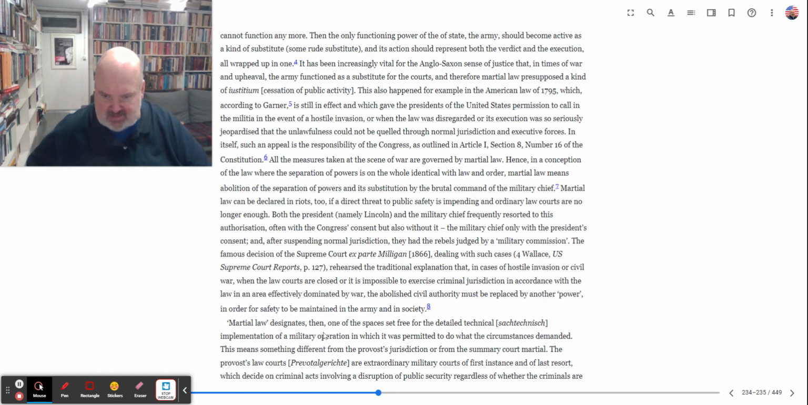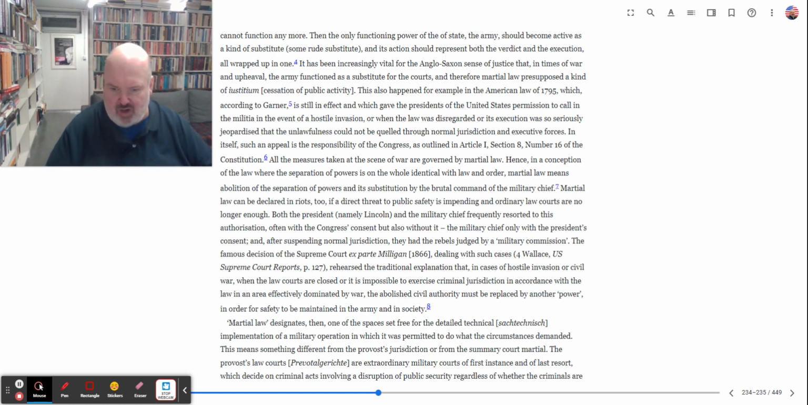Martial law designates when one of the spaces is set free for the detailed technical implementation of military operations, in which it was permitted to do what the circumstances demanded. This meant something different from the provost jurisdiction or from the summary court martial. So for this technical decision, martial law was completely different from the provost's action or from a military court, a summary court martial.